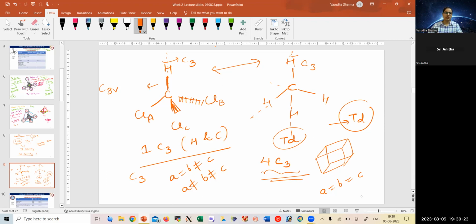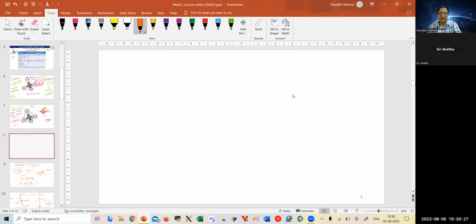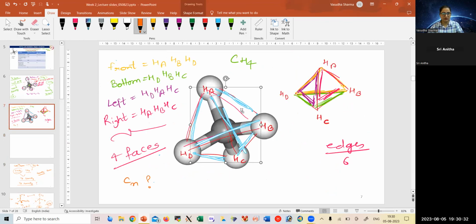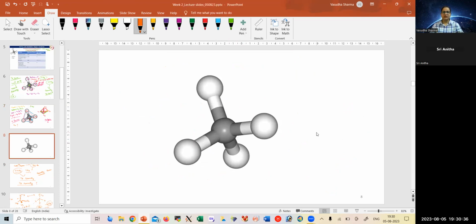Yes, ma'am. Okay. As you asked me to explain the faces of this one, I will again take this molecule and explain. Here, just to make sure, this is a CH4 methane molecule, right? All the hydrogens are the same, but to give a notation, we are labeling them A, B, C, D so that you will be able to find out the faces.